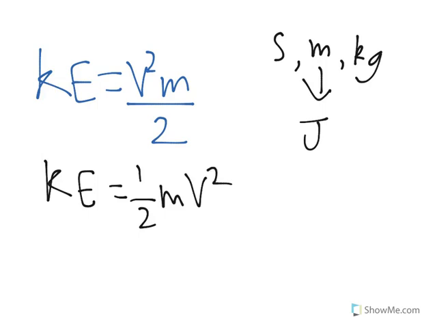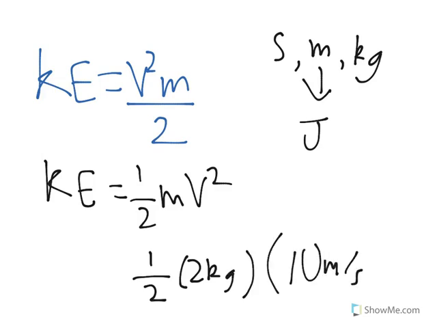Let's take an example. Someone takes a 2 kilogram weight and throws it at 10 meters per second. What does that mean? Well, that's 1/2 times 2 kilograms times 10 meters per second, squared. We write that out: 10 squared is 100, times 2 divided by 2. That equals 100. And like I said, the answer is in joules. So we can calculate the energy contained in a thrown object using this very simple formula.